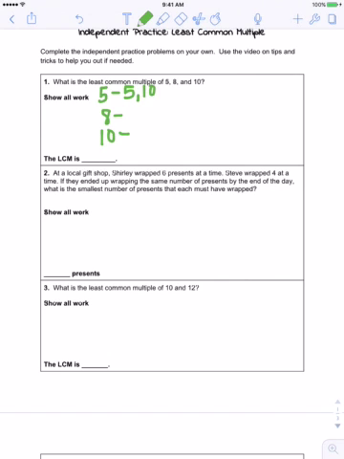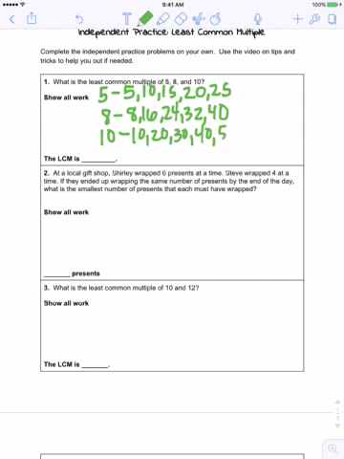So 5, 10, 15, 20, 25, and then I have 8, 16, 24. This also helps us with our counting or multiplying in our head, mental math. 32 and 40. And then I have 10, 20, 30, 40, and 50.